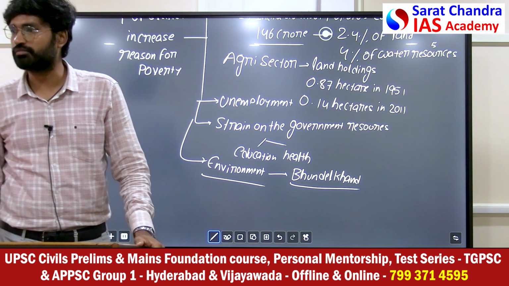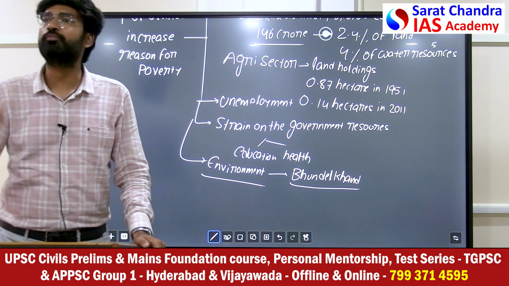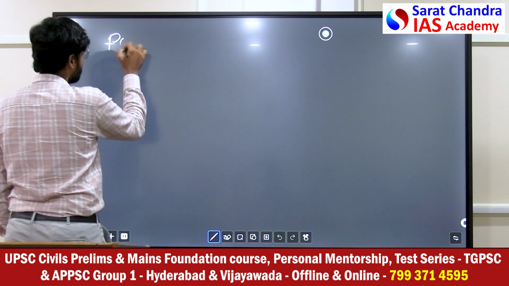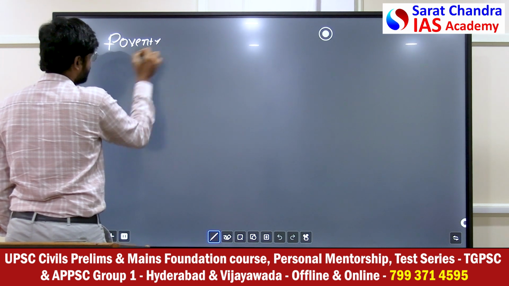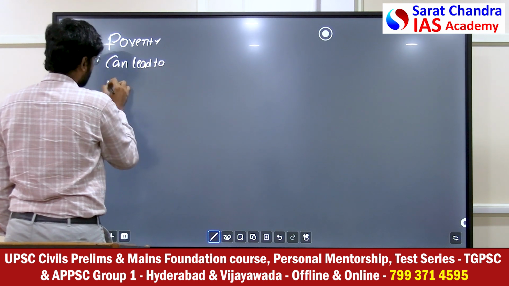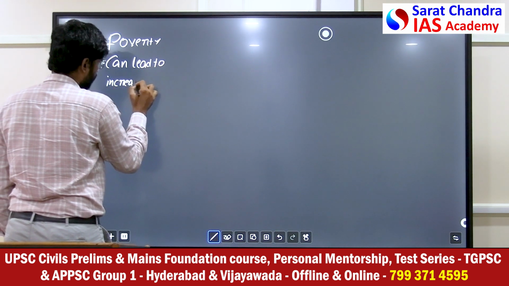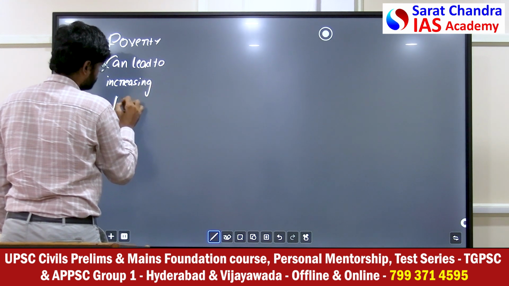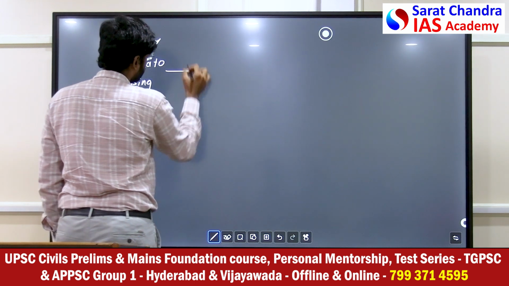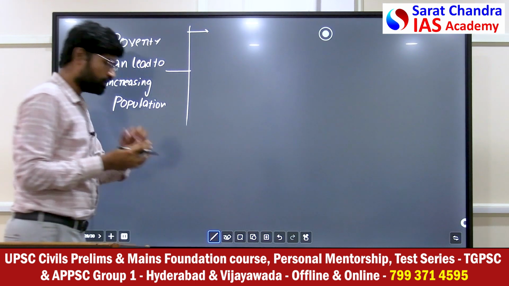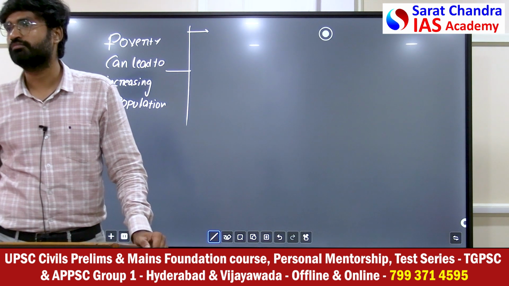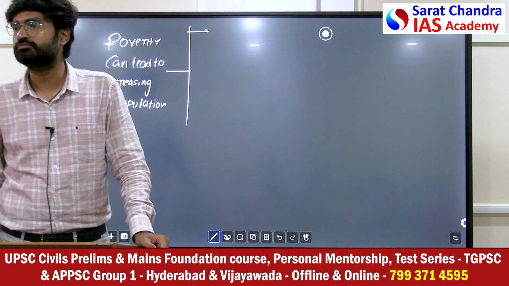Now comes the second part: how poverty can lead to increasing population. Now tell me, how is poverty leading to increased population? Poverty leads to population increase.